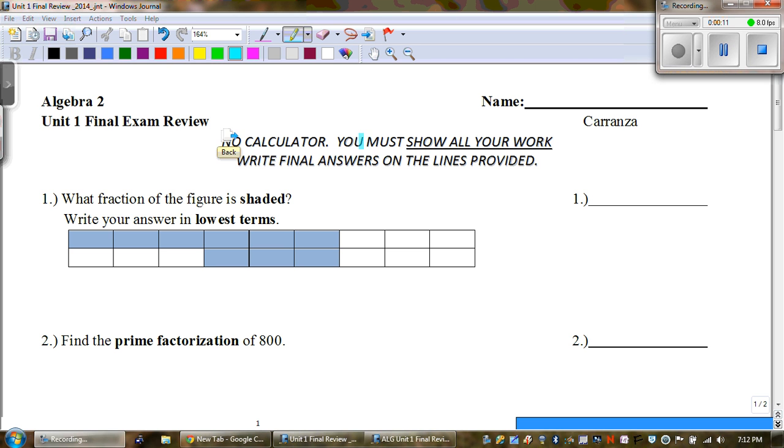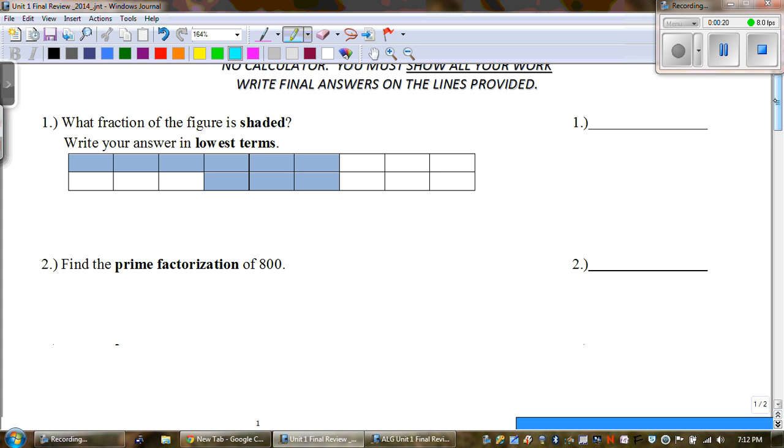Remember, this is no calculator, okay? You must show all of your work and write your final answers on the lines provided, okay? So let's go ahead and get started.